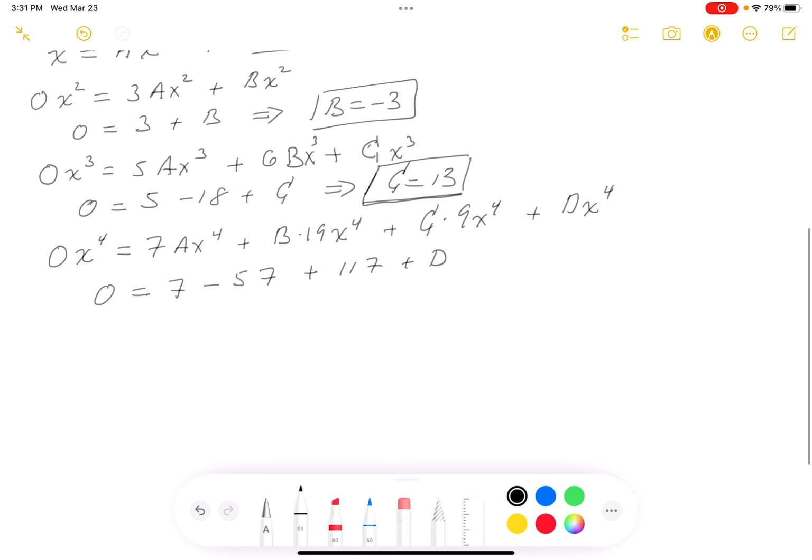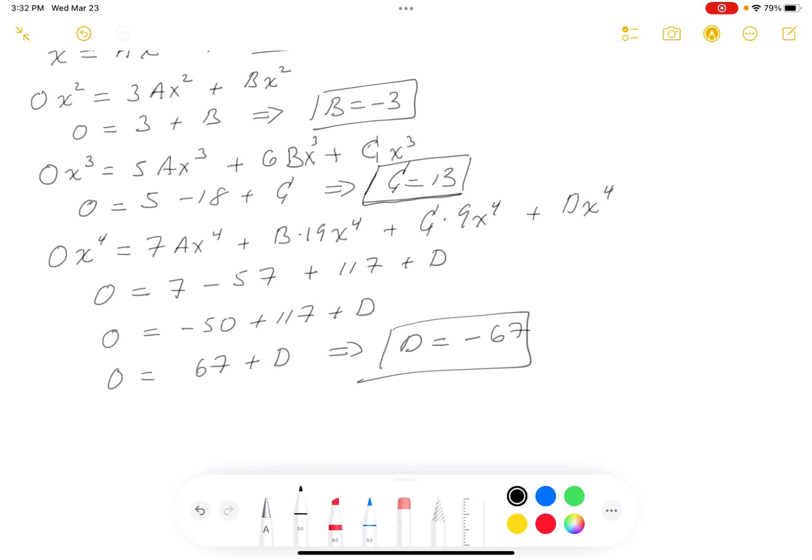Let's keep going. 0 equals minus 50 plus 117 plus d. 0 equals 67 plus d. What's d? D is minus 67. All right, I think I can go to town on it now.